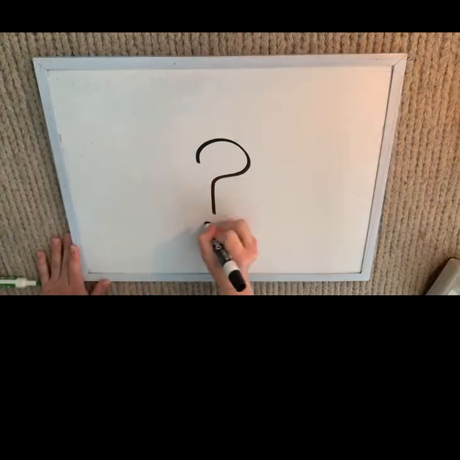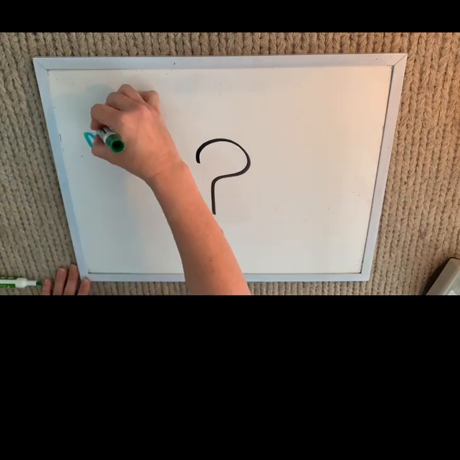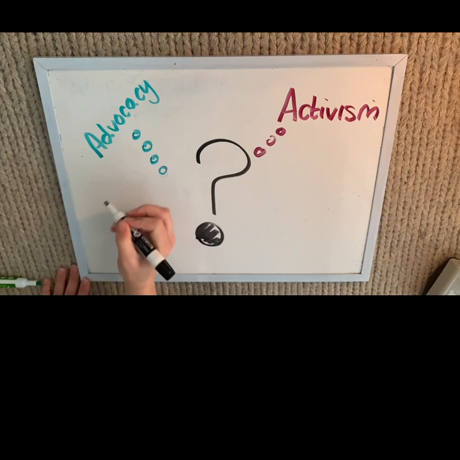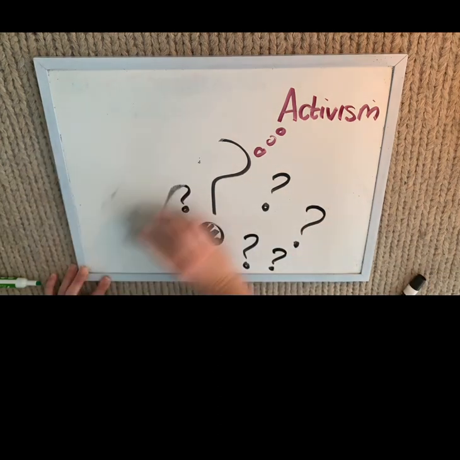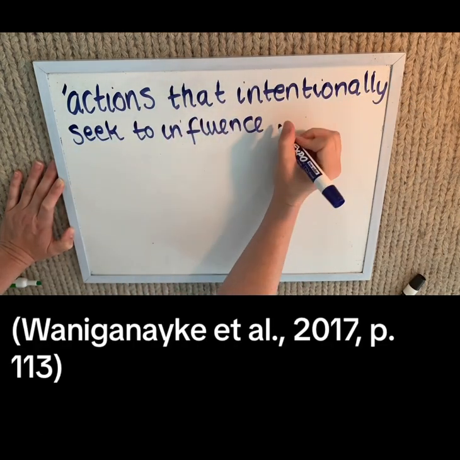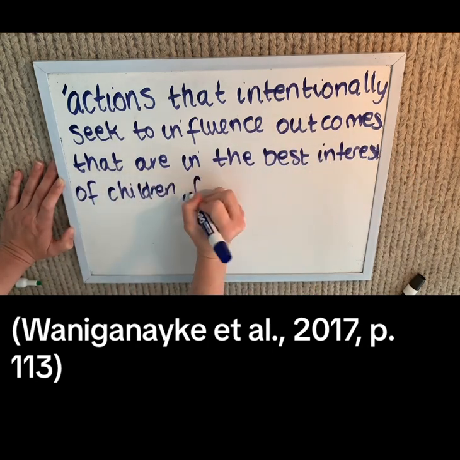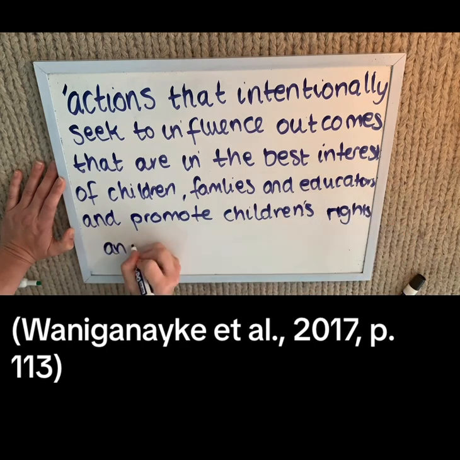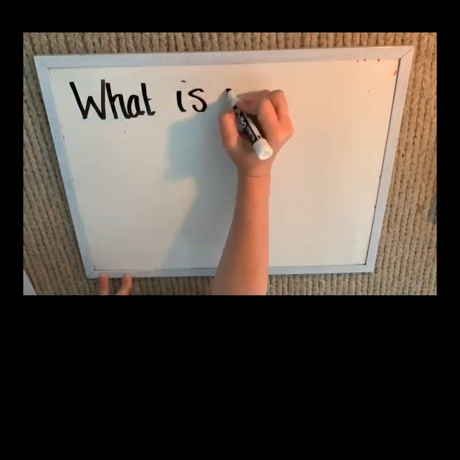So, what is advocacy and activism in relation to early childhood education? Although there are key differences between the meaning of advocacy and activism, in early childhood context, these are used interchangeably and are seen as actions that intentionally seek to influence outcomes that are in the best interests of children, families, and educators, and promote children's rights and social justice. A statement that strongly aligns with my practice and the image I hold as a teacher.